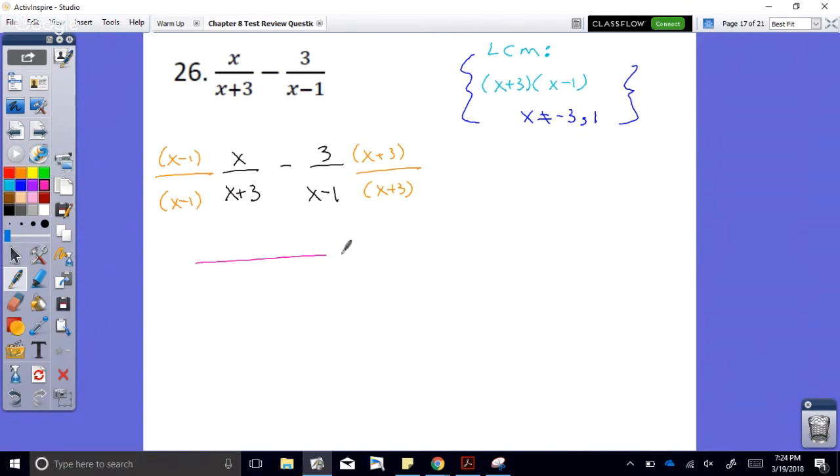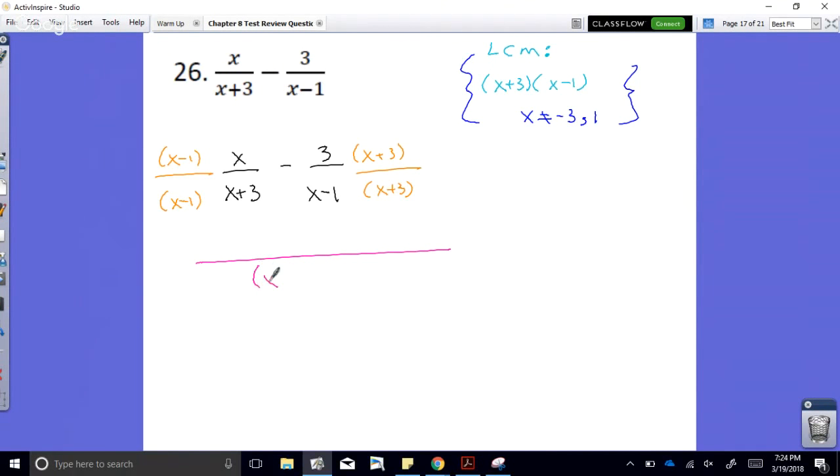This then gives me a common denominator. And we said the denominator was x minus 1 over x plus 3. And I'm going to distribute. So I have x times x, which is x to the second. X times negative 1, which is negative x. I'm then going to distribute the negative 3 to the 3. Negative 3 times x is negative 3x. And negative 3 times 3, which is negative 9.